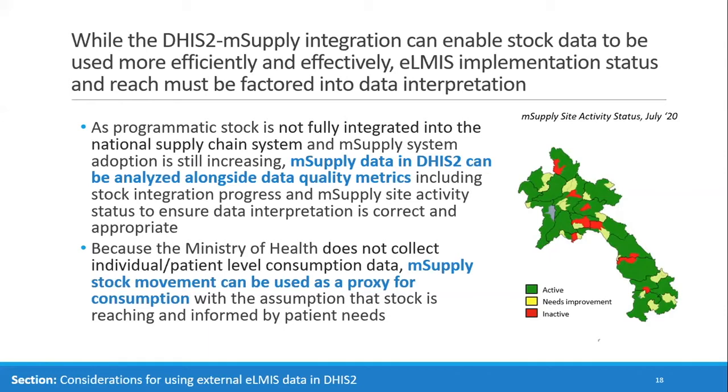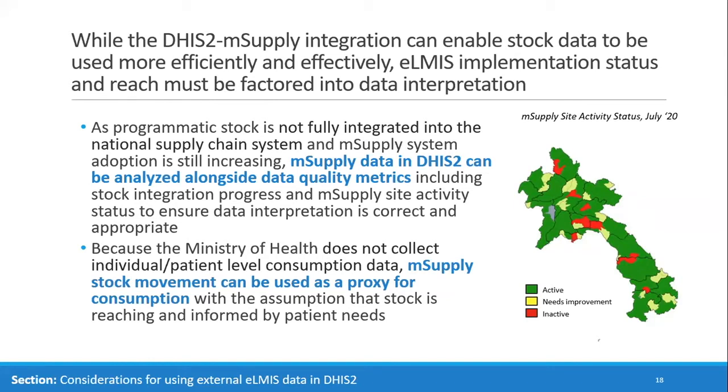It's been a 5-year scale-up process for us to implement this tool, but as that continues to expand, the reach is stronger. Right now, we can look at that alongside data quality metrics, including stock integration progress, as well as M-supply site activity, which you can see on the right of this screen. We know that most sites are active and actively using M-supply, but there are some that maybe haven't been using it within the last month. And so we need to take that into consideration when we are evaluating the logistics data that is coming from that integration.